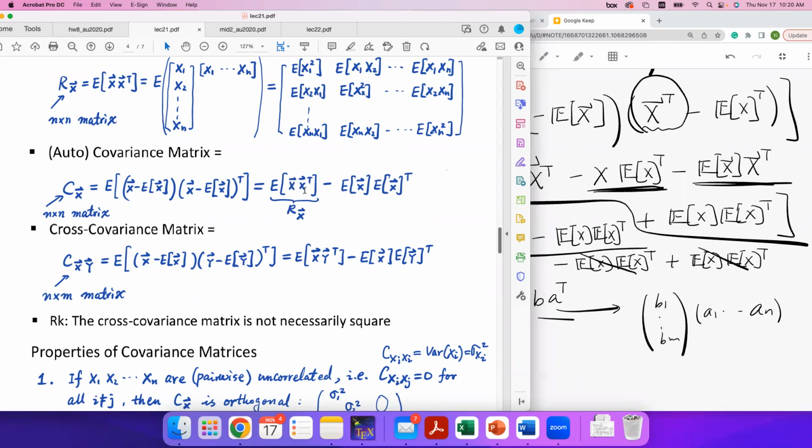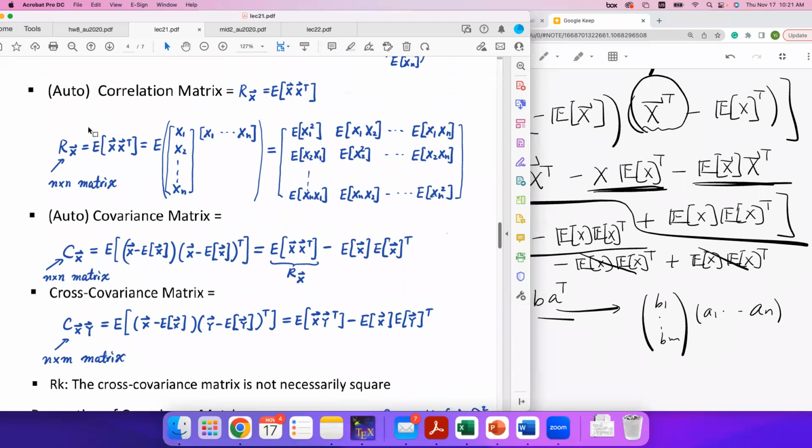So inside, you see this is similar to the second moment of a single random variable. But now because it is a vector, instead of having x to the power of 2, we have x times x transpose, and take the expectation. Right. X times X transpose is defined as such a matrix. This is the first term. And the second term is the product of these two mean value vectors.